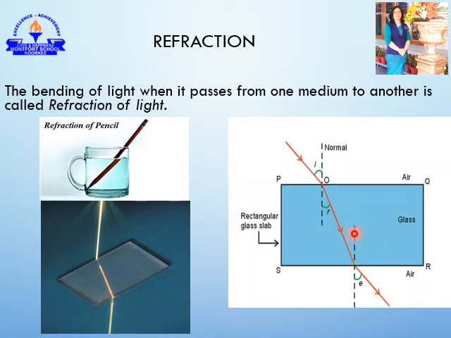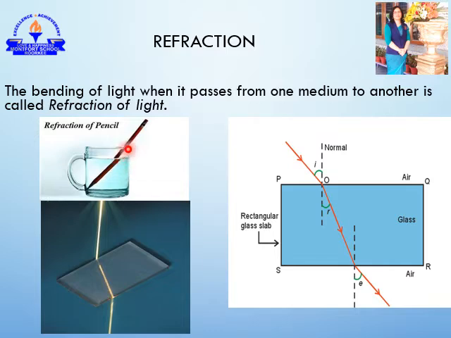Here is another example. Again, a glass slab is given to you. You can see a ray of light which is incident at the surface of the glass slab, and at the interface the light seems to be bent in a particular direction. So the path of light is not a straight line in this case. Therefore, the bending of light when it passes from one medium to another medium is called refraction of light.